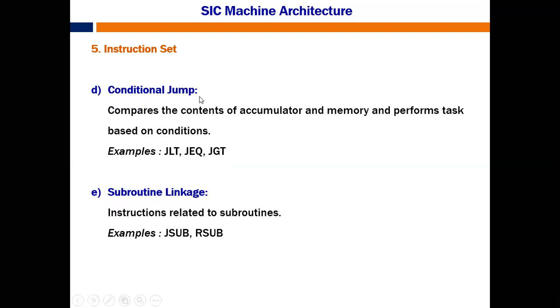Then we have conditional jump instructions. They compare the contents of accumulator and memory and then perform the task based upon the conditions. The instructions are JLT, jump to the label if the content is less than the given value. Similarly, jump on equal, then jump on greater than. Then the next one is subroutine linkage. Here the instructions are related to subroutines, that is JSUB. We have two types of instructions, JSUB, that is jump to the subroutine, and then RSUB, return from the subroutine. So these are some of the instruction sets we have.